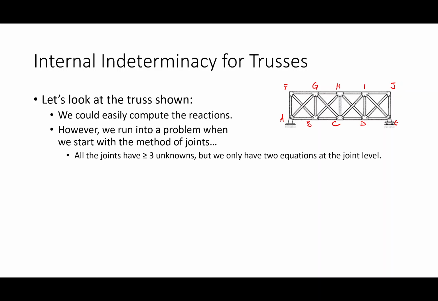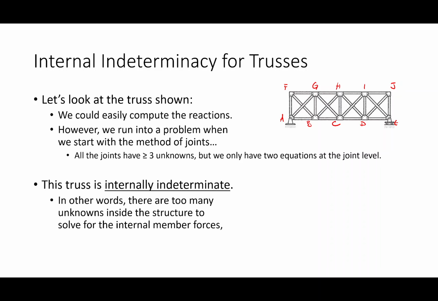The problem is that we run into a problem with the method of joints, because this structure contains joints where all the joints have greater than or equal to 3 unknowns. But we only have 2 equations of equilibrium at each joint. So I propose that this structure is internally indeterminate, okay? It's not externally indeterminate, it's internally indeterminate. We can solve for the reactions, no problem, but that's it. After that, it becomes impossible to solve with our current tool set.